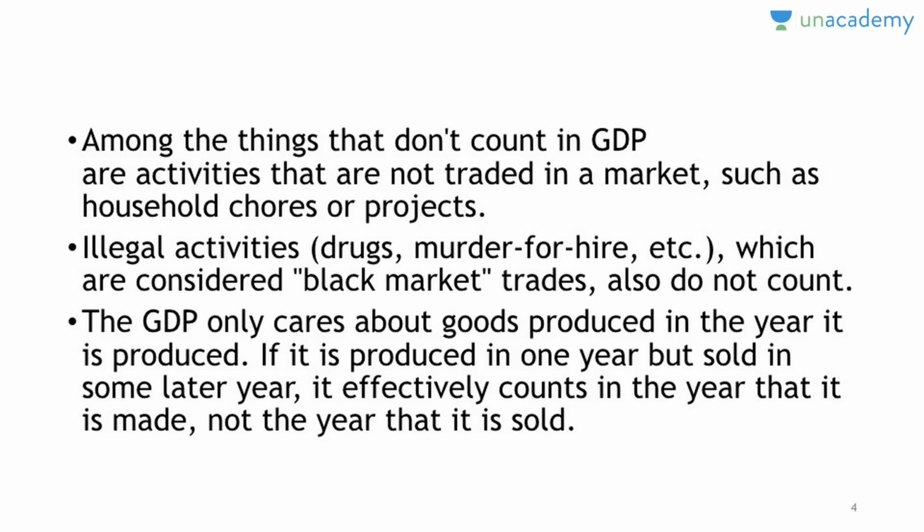Then another important thing, say Maruti produces a car this year, say in 2014-15, but it gets sold only in 2017. Now when will it be added? The GDP only cares about goods produced in the year in which they are produced. So if they manufacture a car in 2014-15, then it will be calculated in the 14-15 GDP, even though it gets sold in 2016 or 17. We are only worrying about when it got produced, because GDP is the value of goods and services produced within the time period.